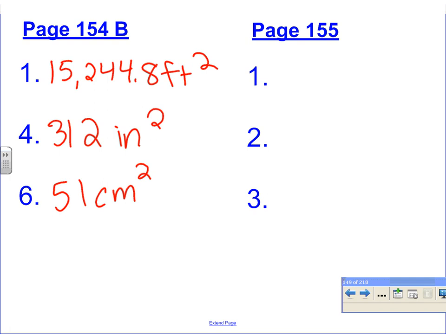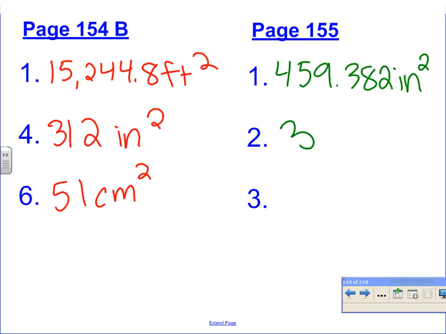Kevin, number 1 on 155. 459.82. Good. And then what are the units? Inches squared. Good. Nathan M, number 2, please. Nathan M, what are you doing? Okay, Greta, number 2. Good. And I'm just going to put it 356, about that. Some of you guys may have exactly 356. Some of you may have a decimal. As long as you're close, that's fine.